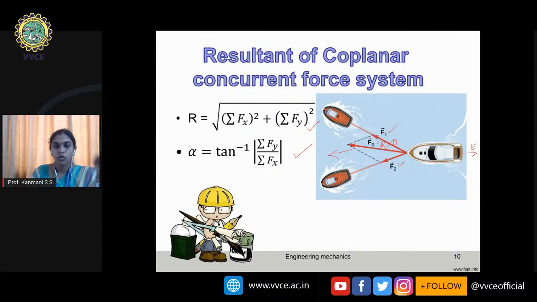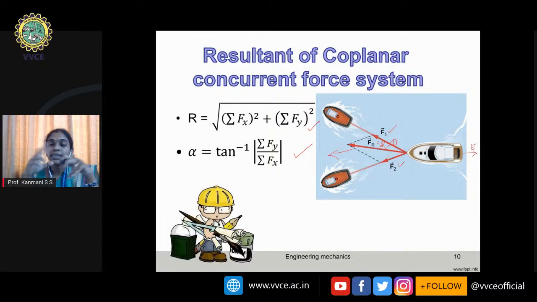Then the body will not move. So equilibrium has two conditions. Number one, apply a force which is equal in magnitude to the resultant but in the opposite direction, and that force is called the equilibrant. If you apply that equilibrant, the body comes back to its rest position, which is called the equilibrium position. It is completely balanced. All the forces are balanced. The body will not move. It is in the same state.